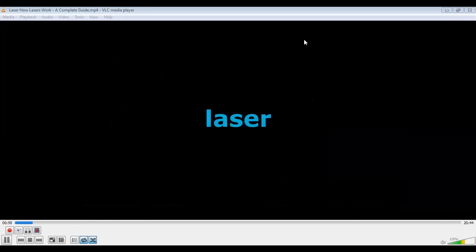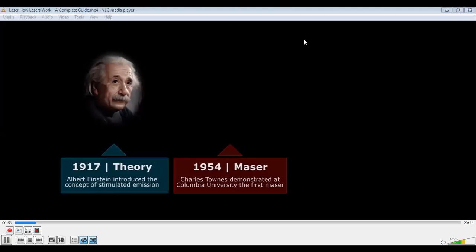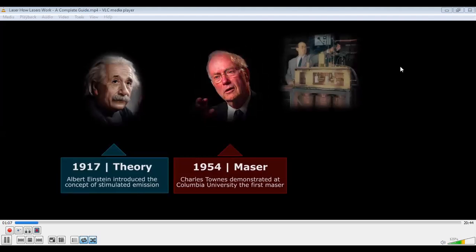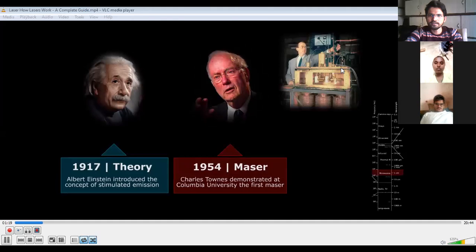A very brief history of the laser starts in 1917 when Einstein introduced the concept of stimulated emission, which will be explained shortly. Then in 1954 the first maser was demonstrated by Charles Townes, the M standing for microwave. The ammonia maser was the first device based on Einstein's predictions and obtained the first amplification and generation of electromagnetic waves with a wavelength of about 1 centimeter, which is in the microwave range. This is recognized as the precursor to the laser.